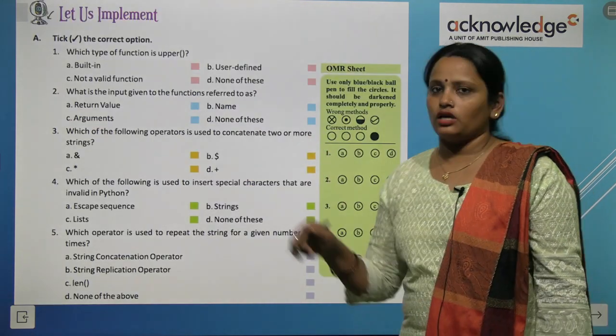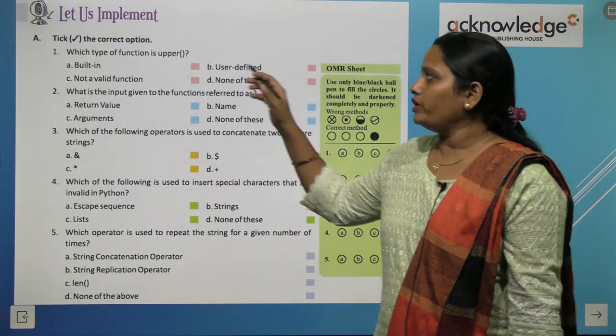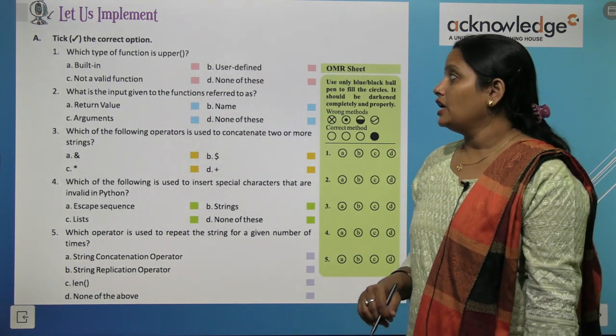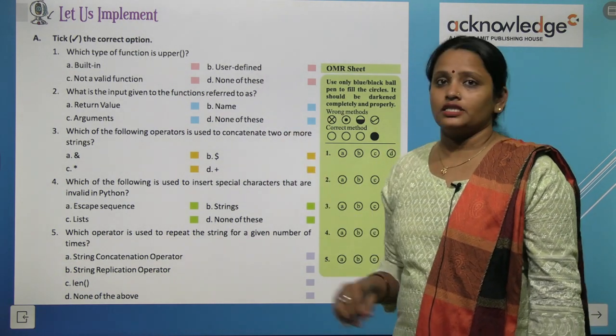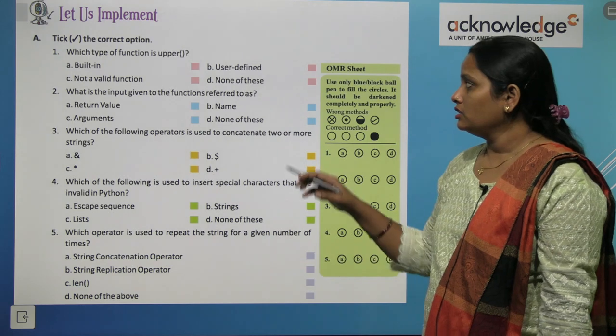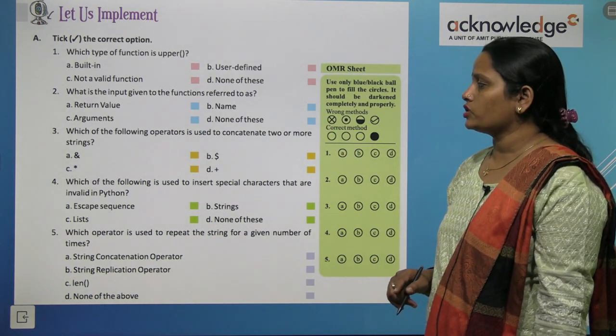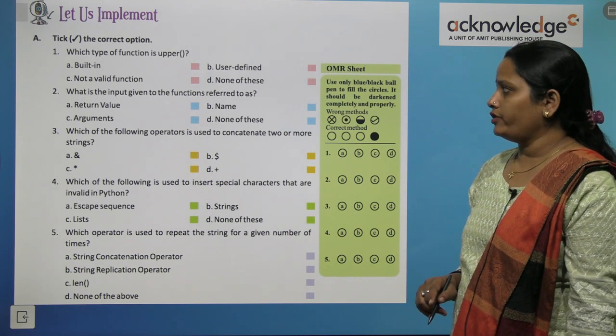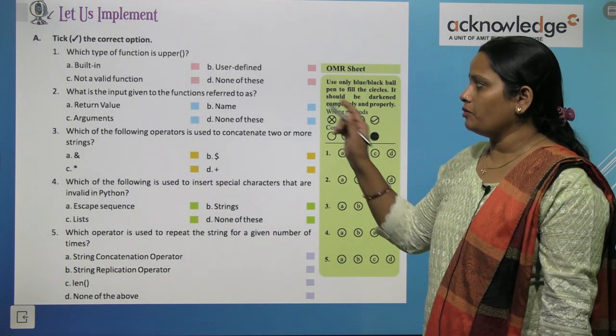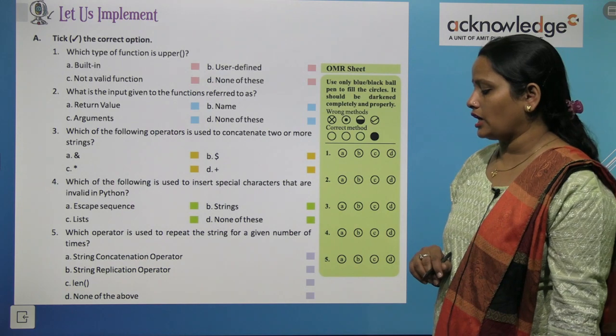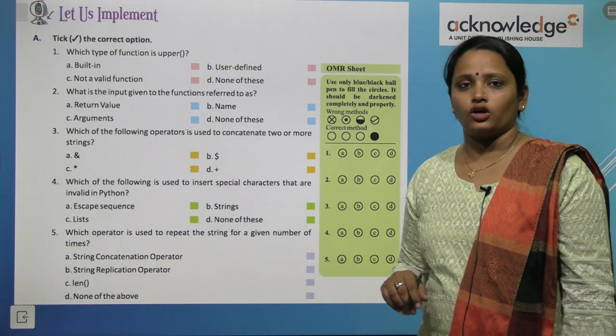So let's do the book exercise, children. Which type of function is upper? It is built-in function. Now, what is the input given to the functions referred to as? So जो हम input मिलता है functions के लिए उसे क्या बोलते हैं? It is called an argument.